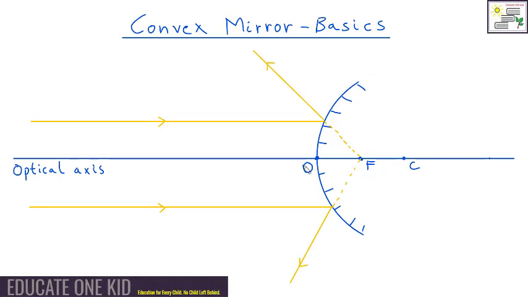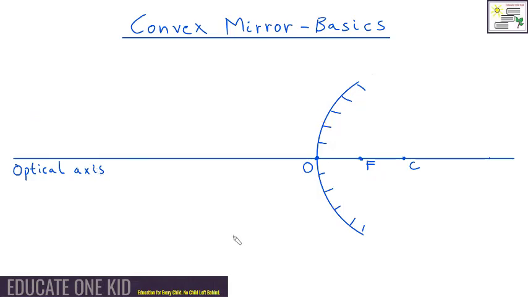Okay, so this is one of the rules of how a convex mirror affects light rays that arrive parallel to the optical axis. Next, let us look at light rays that are directed towards the focal point. So let me draw what I mean by that. Again, let me draw a dashed line to the focal point. So let's imagine we have a light ray that comes in like this.